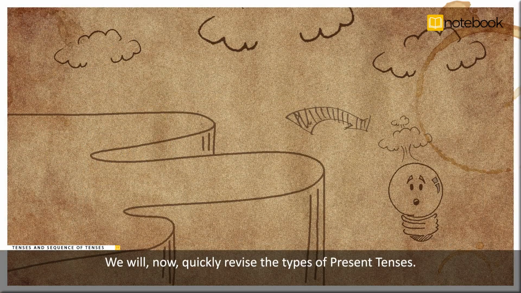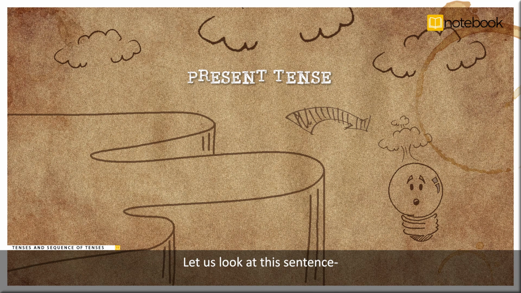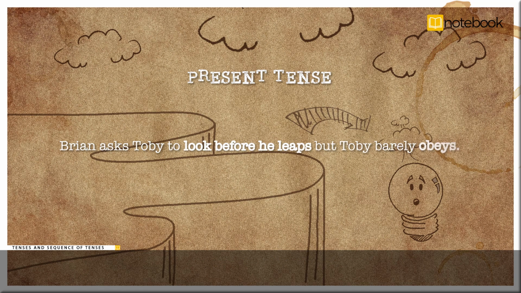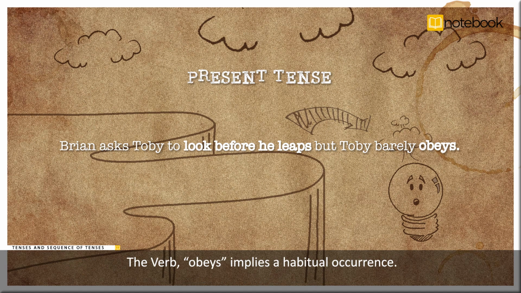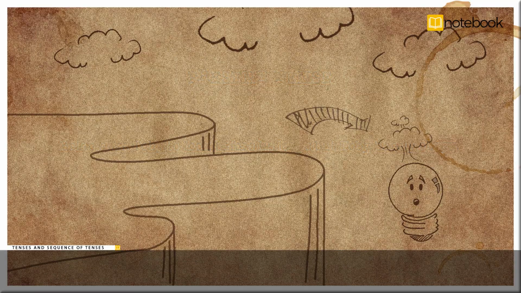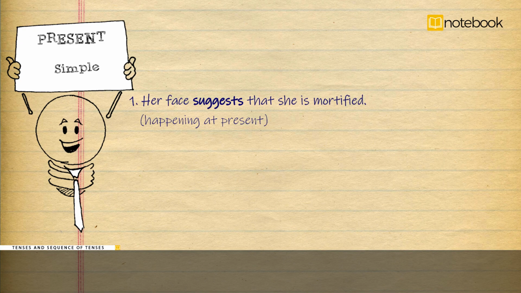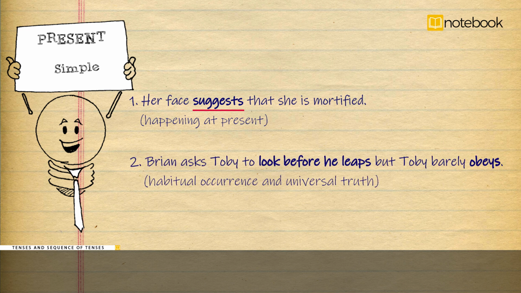We will now quickly revise the types of present tenses. Let's look at this sentence. Brian asks Toby to look before he leaps, but Toby barely obeys. The phrase "look before he leaps" comes from the universal statement, look before you leap. The verb obeys implies a habitual occurrence. All the verbs in this sentence are in simple present tense. Present simple. Her face suggests that she is mortified. Brian asks Toby to look before he leaps, but Toby barely obeys.